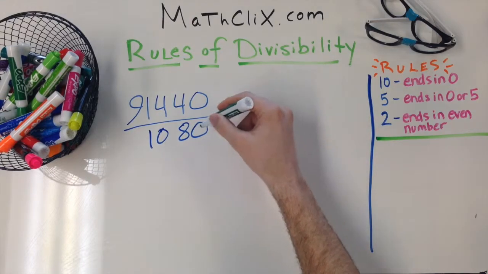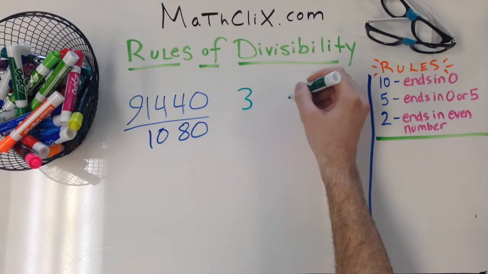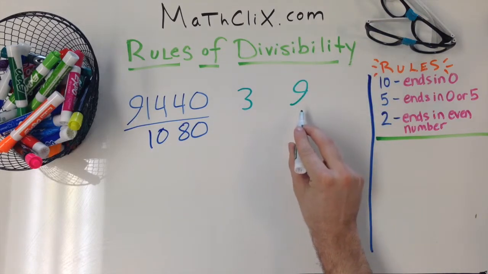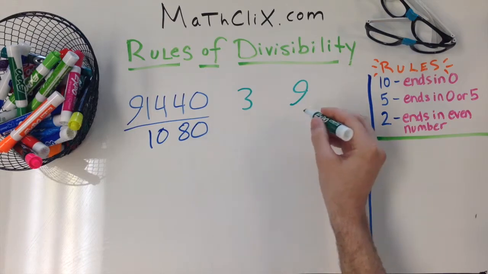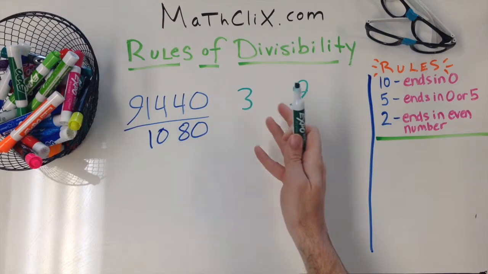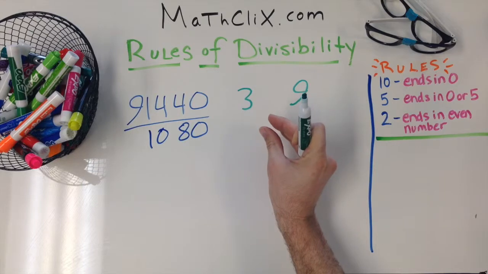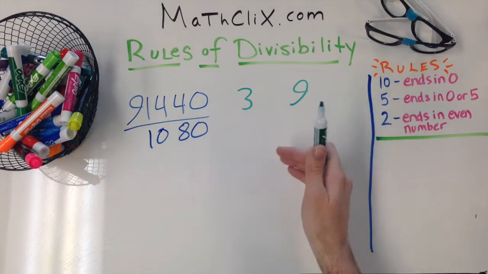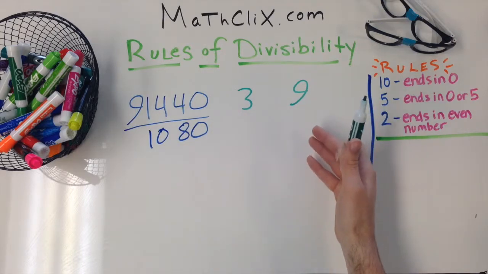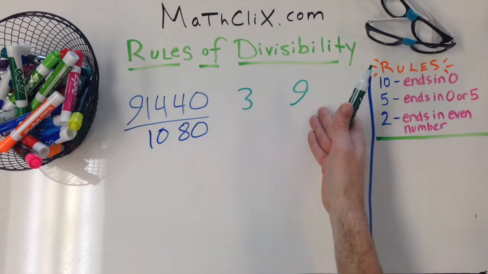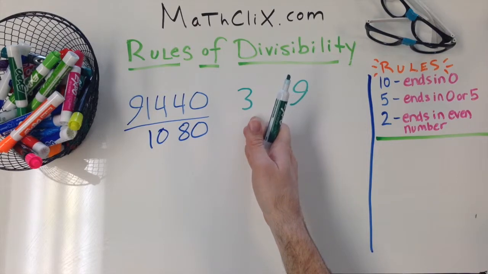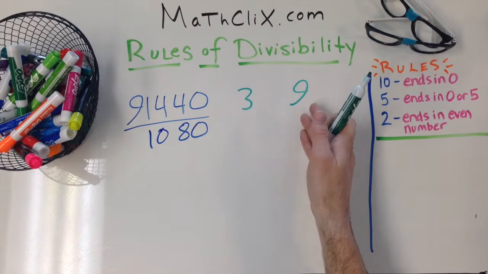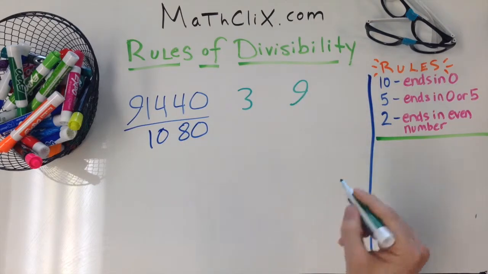So what about our next block? We're going to say similar rules are for 3 and 9. Well, let's look at 9 first. If all of the individual digits in the number add up to a smaller number that is itself divisible by 9, then the whole larger number is divisible by 9. And then by proxy, divisible by 3. But if it's divisible by 3, it's not necessarily divisible by 9. And I'll show you what I mean.